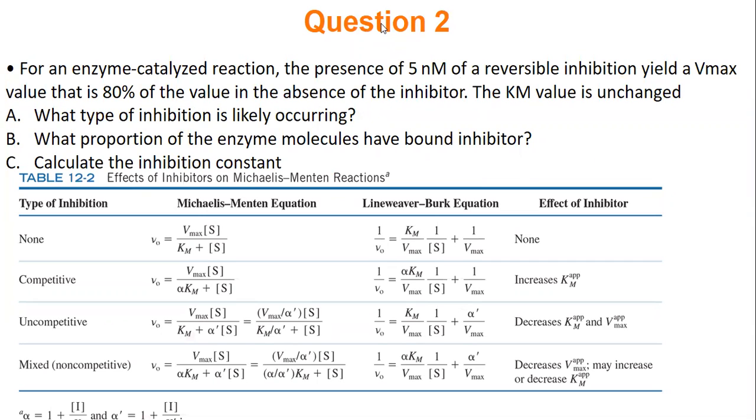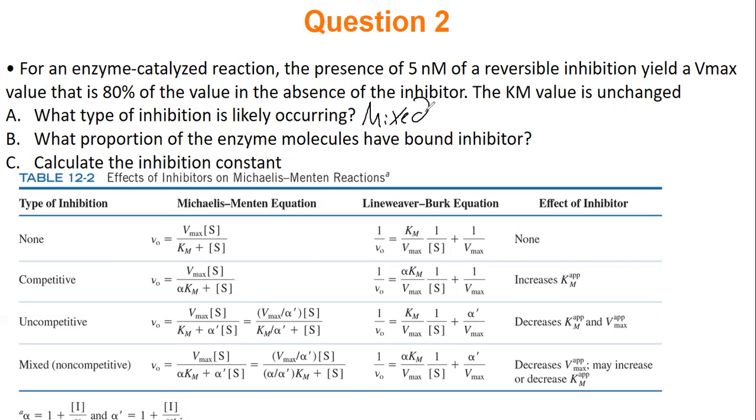So I have an enzyme catalyzed reaction, and I add 5 nanomolar of an inhibitor, and my Vmax is 80% of my uninhibited value, while my Km is unchanged. So what type of inhibition is this? That has to be mixed, right? In competitive, Vmax doesn't change. In uncompetitive, both Vmax and Km decrease. So the only situation where Vmax can decrease while Km doesn't change is mixed.